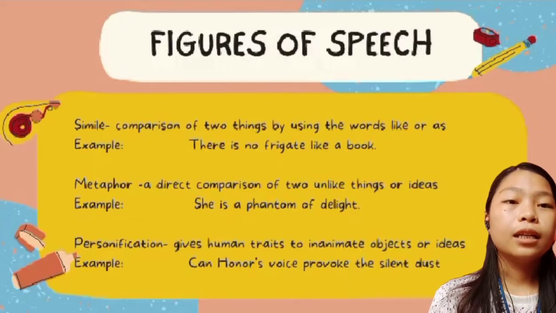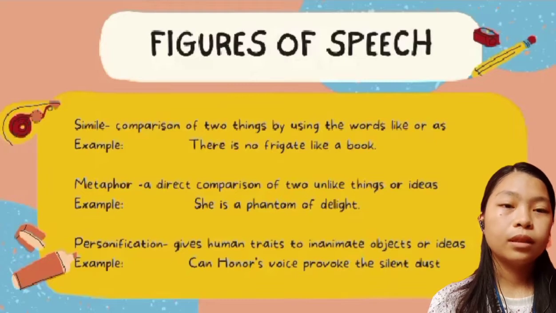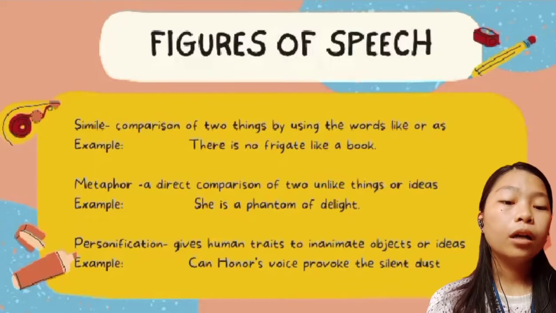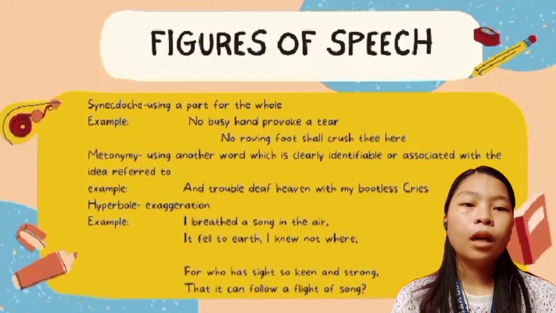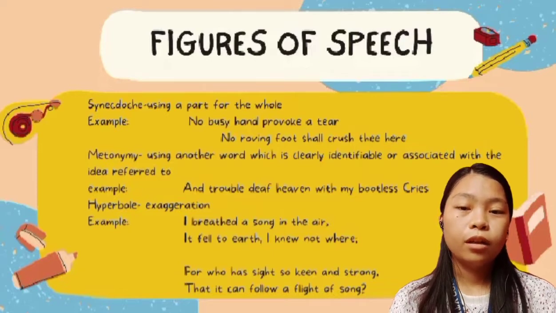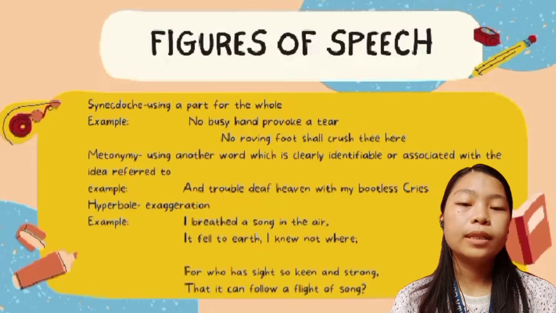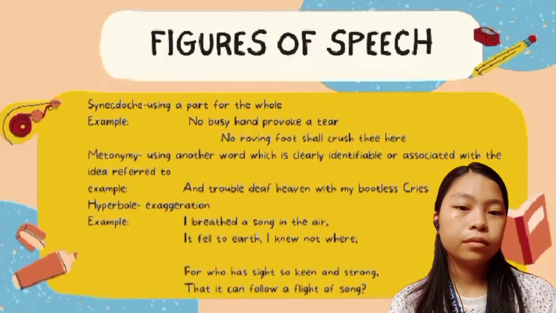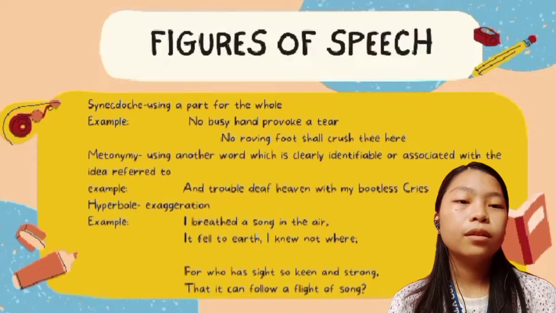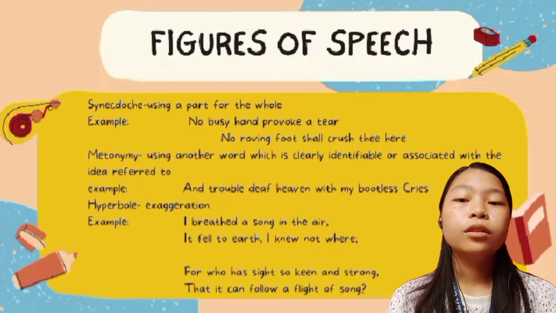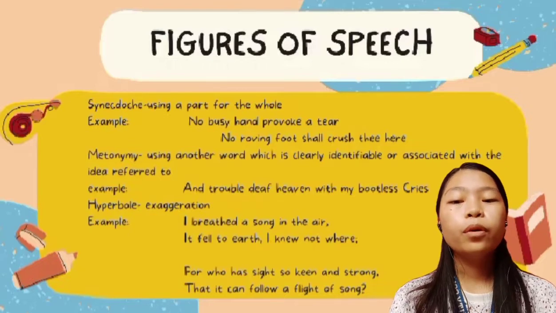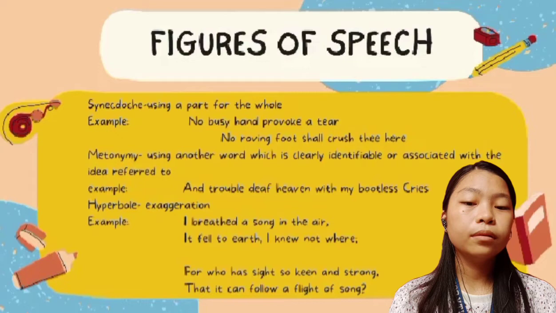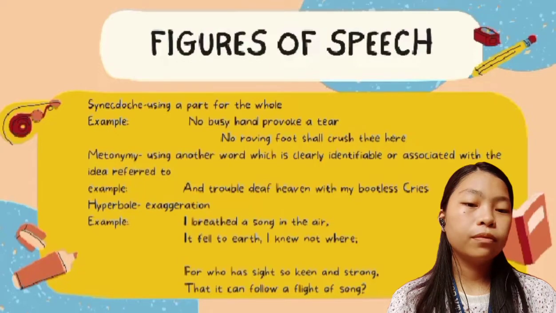Alright, so the next figure of speech is personification. It gives human traits to inanimate objects or ideas. For example, Conor's voice provoked the silent dust. So the next figure of speech, that would be synecdoche. It is using a part for the whole. For example, no busy hand provoke a tear, no roving foot shall crush thee here. Next is metonymy, using another word which is clearly identifiable or associated with the idea referred to. For example, and troubled deaf heaven with my bootless cries.